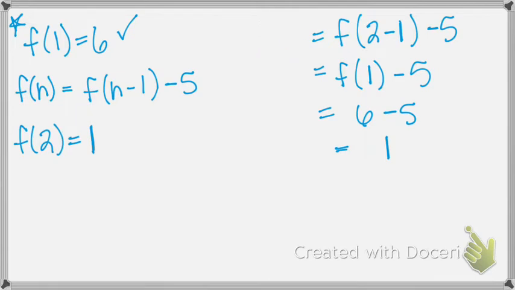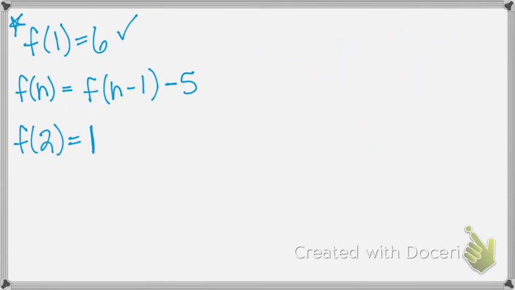Now we keep the process going. So we found 2, so now we can do 3. So f of 3 equals f of 3 minus 1 minus 5. Remember that f of, that number, is the n.